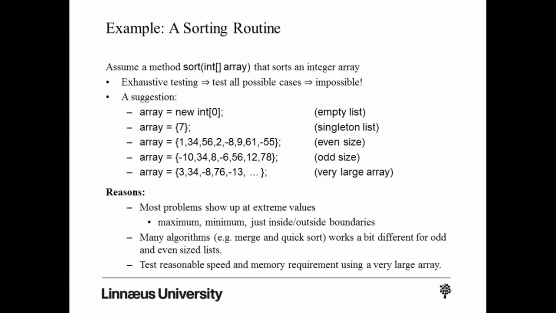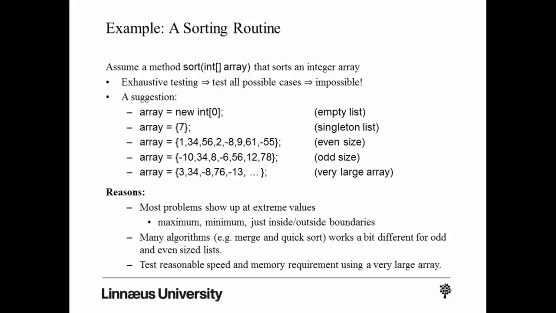So here we have an example. For example, we have a sort method which takes an array of type integers, and the input array might not be sorted. It could be in a different order, but this method sorts the array in ascending order. So there could be different solutions to test this method or component.